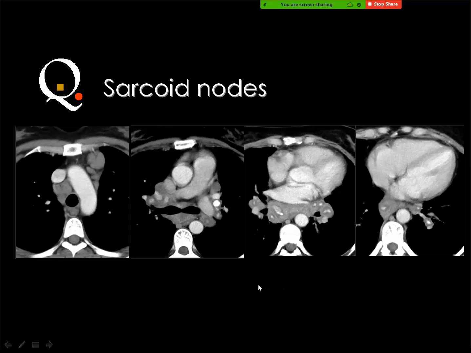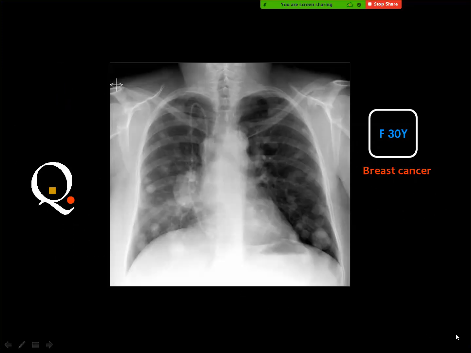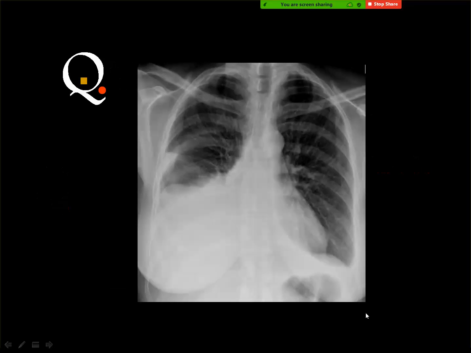But sometimes the nodes that are metastatic from bone tumors like osteosarcoma or chondrosarcoma may calcify. Okay. Yes, metastatic deposits, breast cancer.